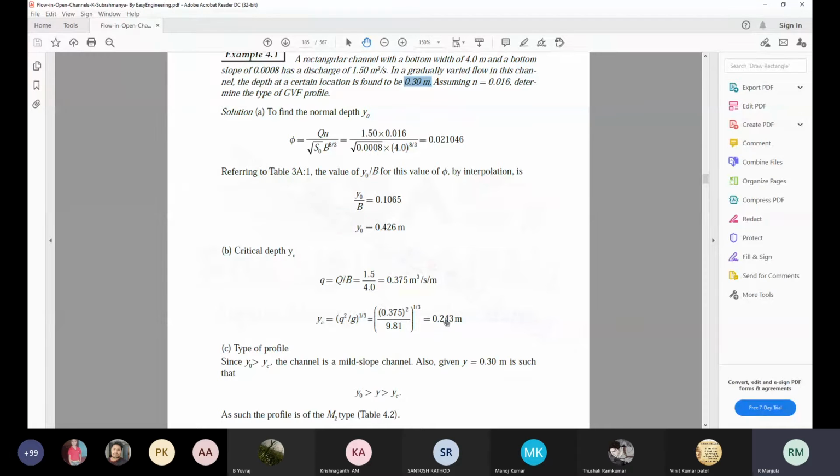0.2 and your 0.426, which means that between critical depth line and normal depth line. So, your normal depth line is middle, critical depth line is upper, and your Y is in between normal depth line and critical depth line. So, when Y is in between Y naught and YC, then you can say this is an M2 profile. It is an M2 profile. How? I will write it here.